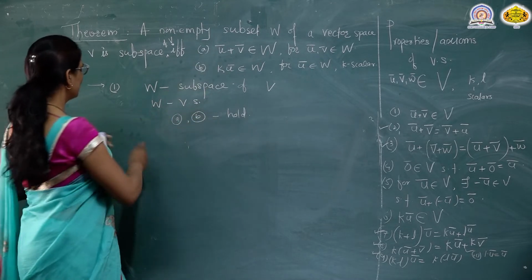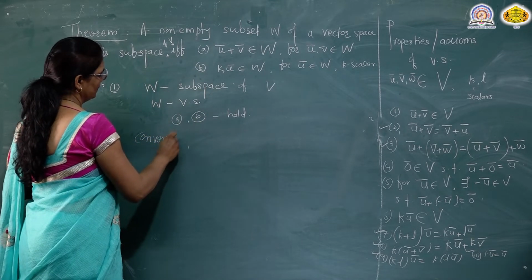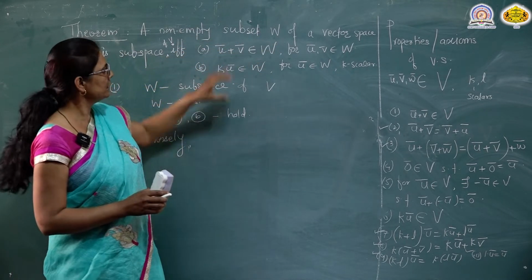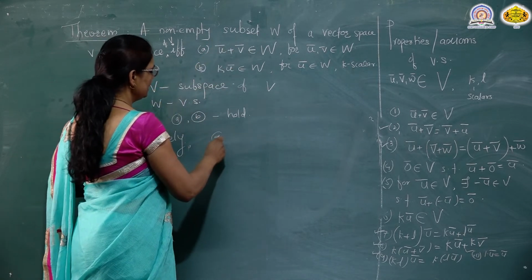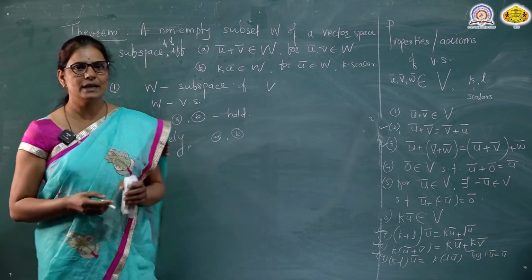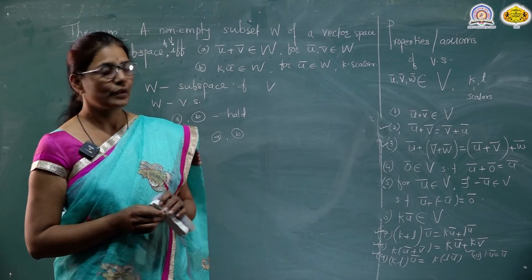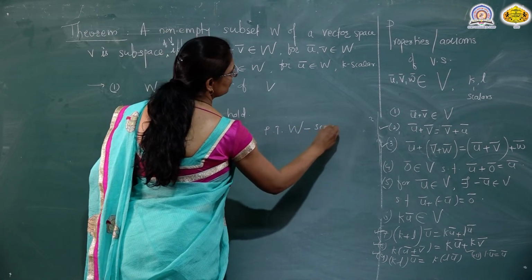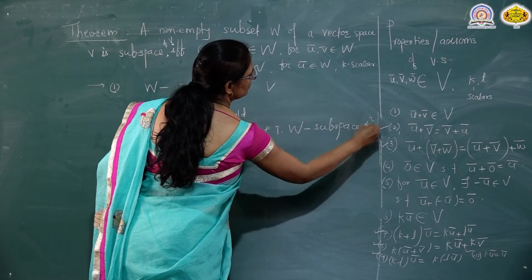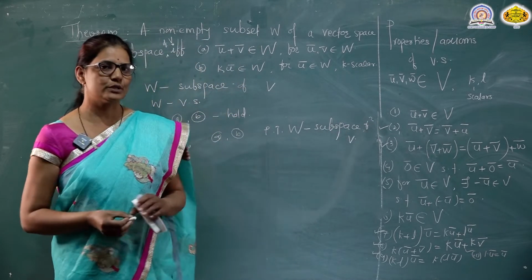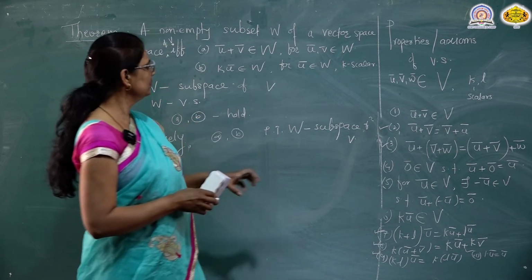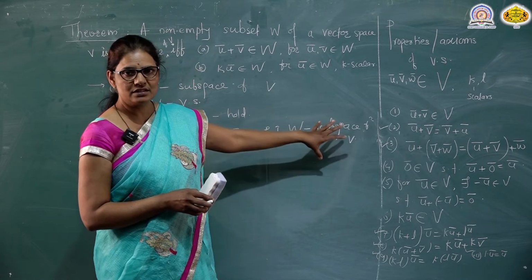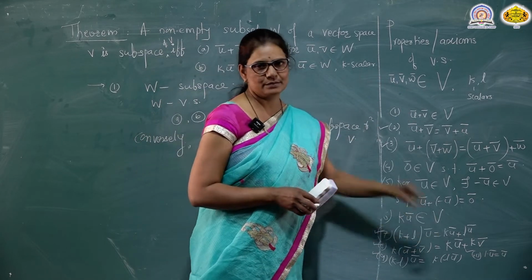Now consider the converse. Conversely, suppose W is a subset of a vector space V with these two conditions, condition A and condition B: it is closed for addition and closed for scalar multiplication. And we want to prove that W is a subspace of V. So according to the definition, to prove that W is a subspace of V, we want to prove that it is itself a vector space, that is we want to prove all these 10 axioms.